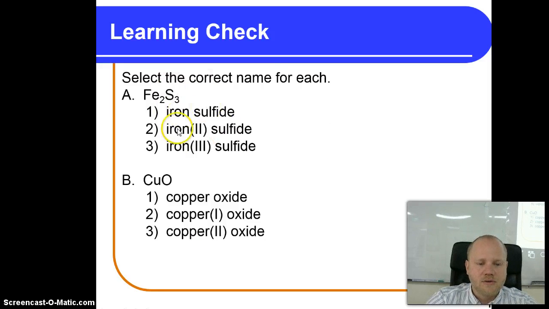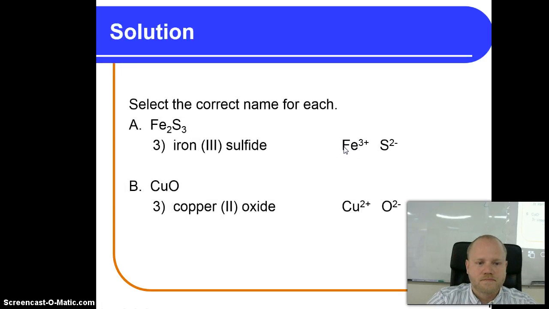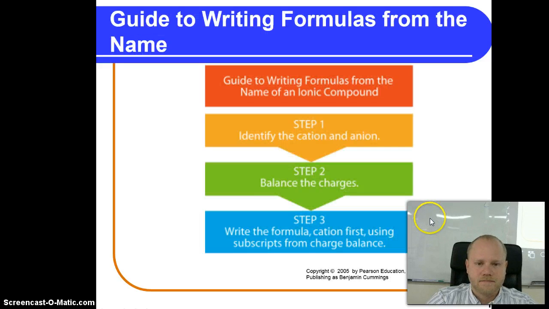So on your own, you can do a little practice by choosing the proper name for these 2 compounds, A and B. And then in a second, I'll show you the answer key, which you also have in your presentation. So this one should be iron III sulfide and copper II oxide.